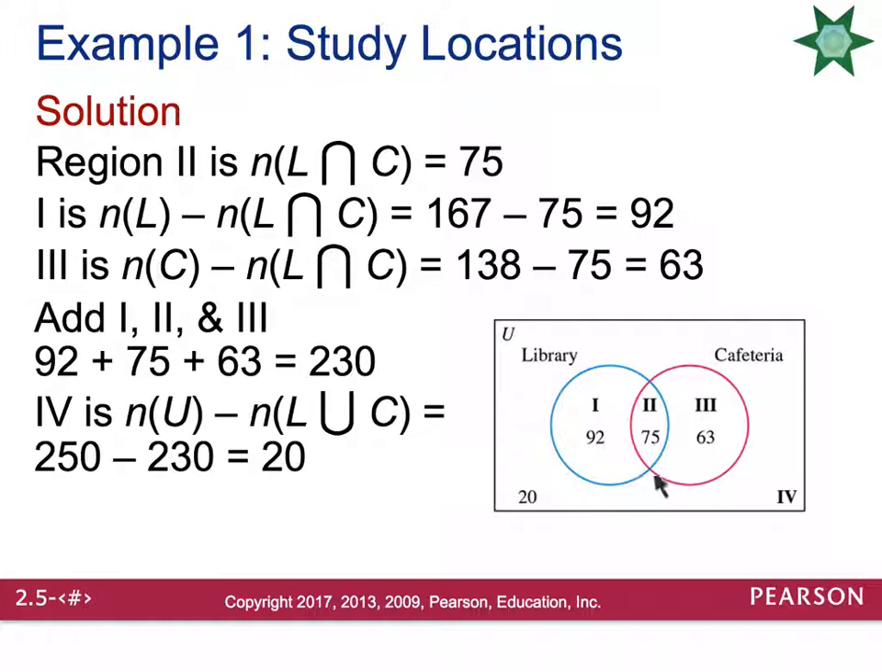So if we look at our Venn diagram again, we can put the 75 here, but these have to add up to 167, so we're going to put 92 there. This has to add up to 138, so we're going to put the 63 there. And then everything has to add up to 250, so we take these away out of the 250 to get the 20 on the outside.